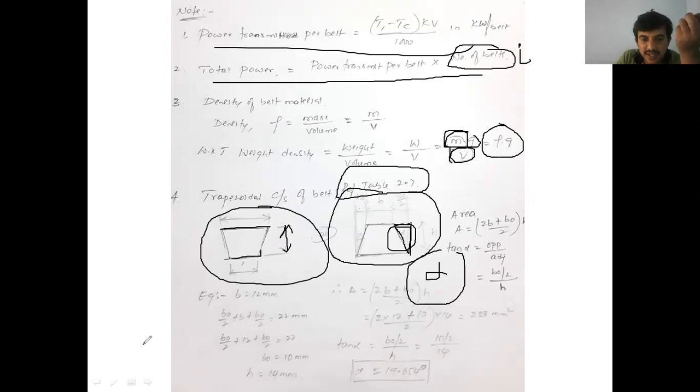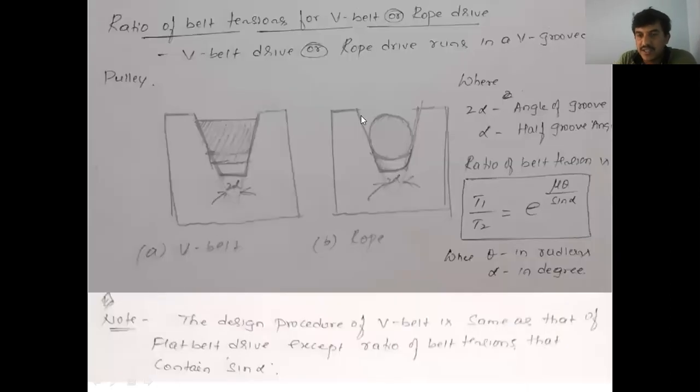What are the changes? The only change is that wherever e power of mu theta is there, instead of e power of mu theta, you take e power of mu theta by sine alpha. That is the only change, and some other formulas. So what we discussed are the changes in the formulas that you have to remember. Okay, shall I go on to solve the problem?